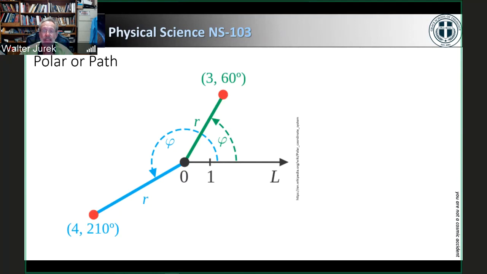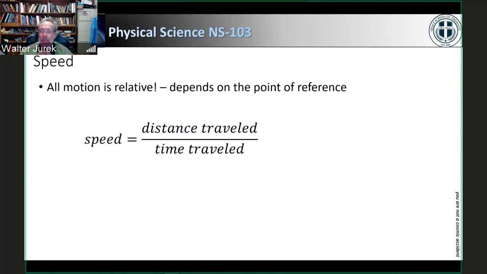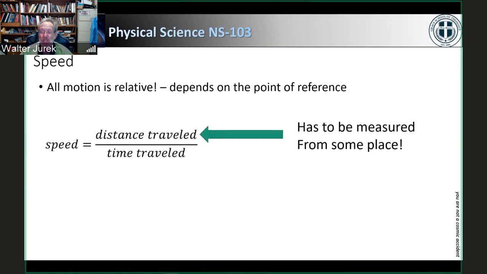When things start moving, they have this thing called speed. And speed has a very specific definition. It's the distance that's traveled divided by how much time it took to travel. But guess what? Distance traveled requires we measure it from some place, which kind of leads back to that coordinate system position stuff.